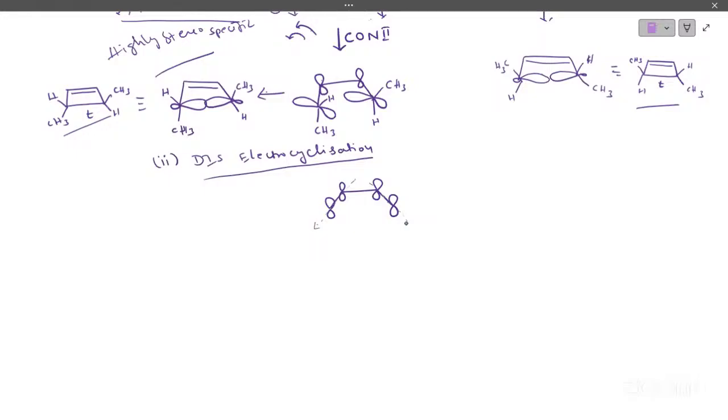With respect to that axis, it is the disrotatory electrocyclization, meaning when you compare the rotation at both ends, opposite rotation takes place. Opposite rotation means at one end it may be clockwise, at the second end it may be anti-clockwise or vice versa. That is different or opposite rotation of the CC bond for overlapping the terminal carbon orbitals to form a sigma bond to get the electrocyclization reaction.